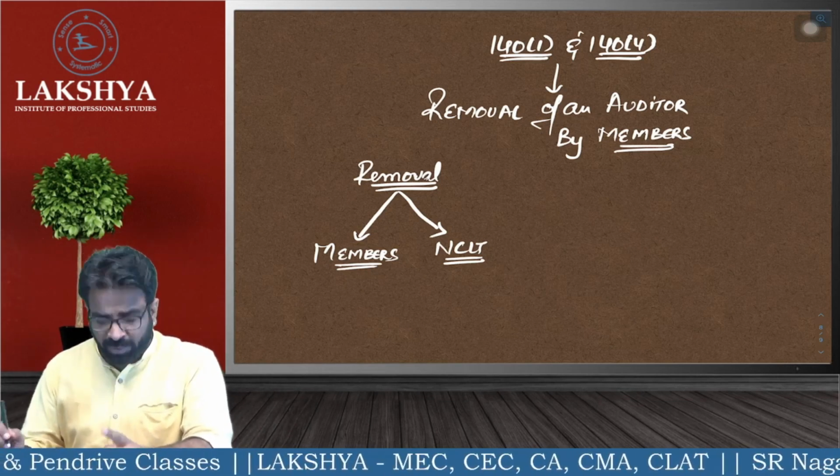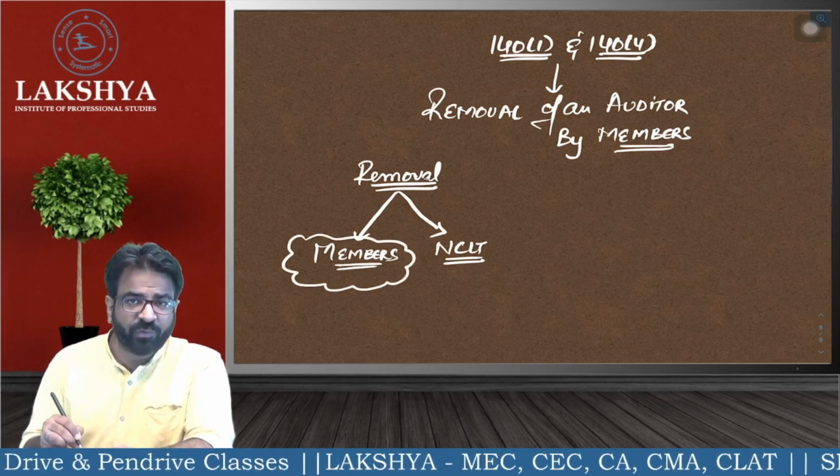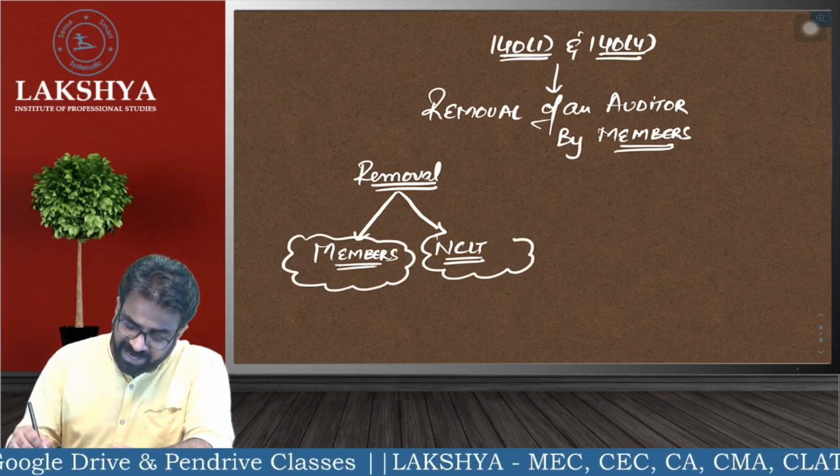So who are the two people who can remove you? Either the members can remove you before the expiry of the term, or NCLT.